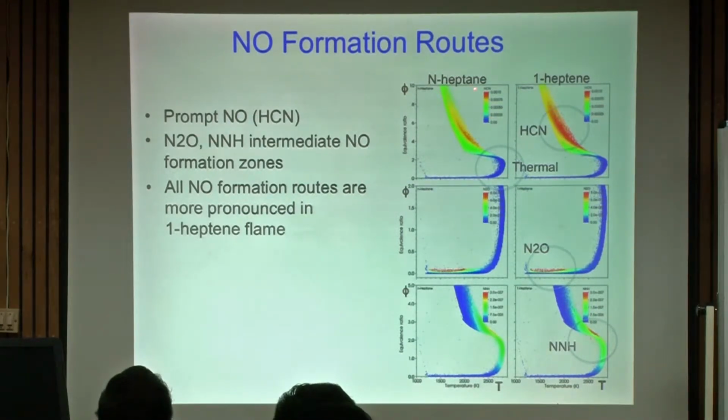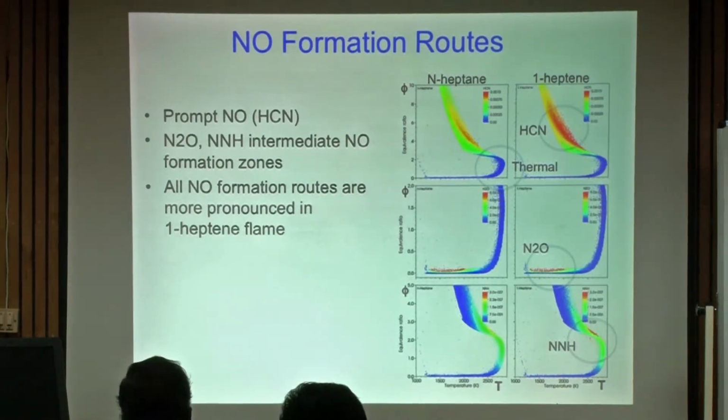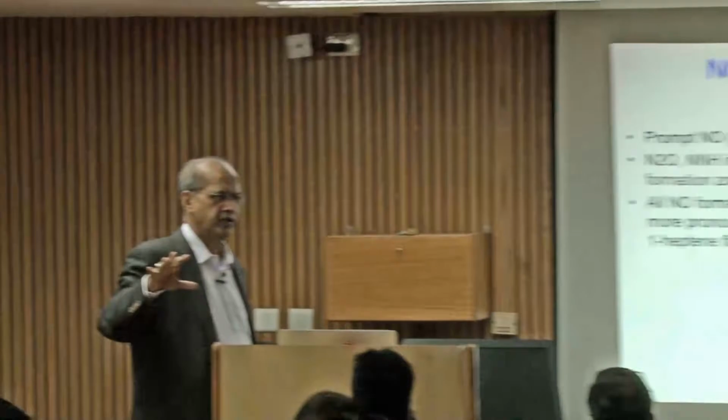So again, we did both heptane and heptene. So you see this, so what is plotted here? You have a lot of points in space, right? You have X, Y, Z. I don't remember the number of grid points. There are like millions of grid points or more. So if you plot all those points, you can plot in a different coordinate system.